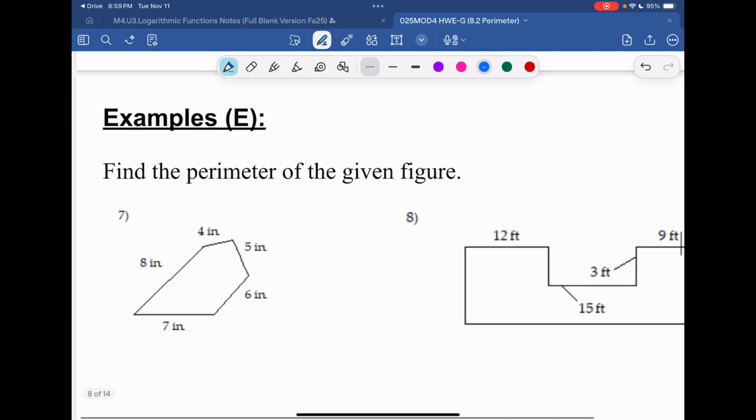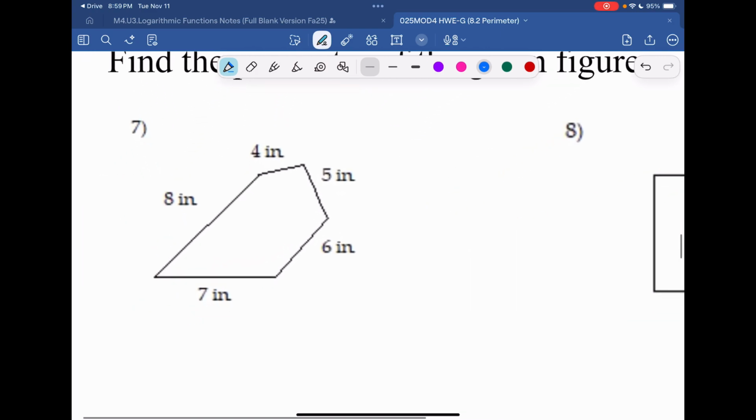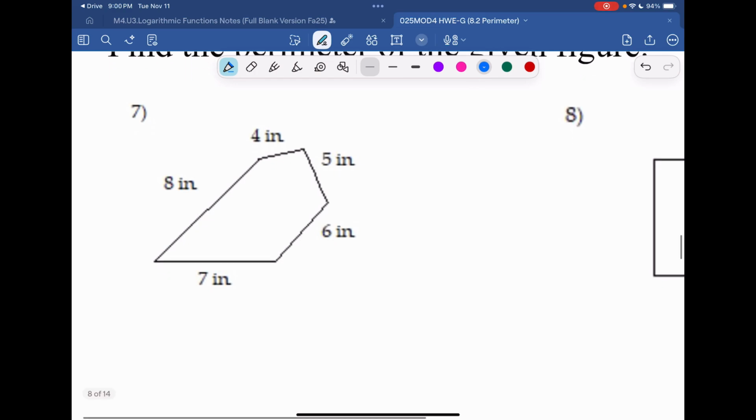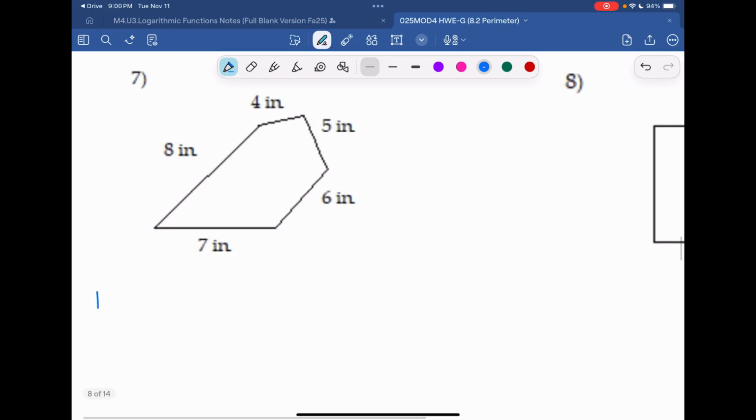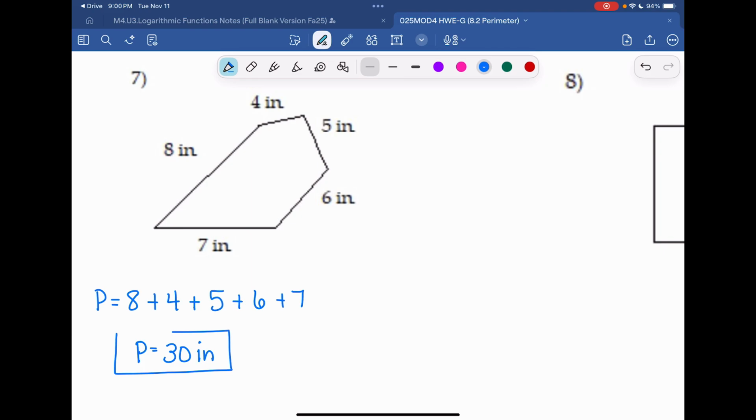Okay. For this one, again, we would just add up all of the sides. Anytime you're finding the perimeter, you're just adding up all the sides of the figure. So my perimeter for this shape would just be 8 plus 4 plus 5 plus 6 plus 7. I would add those up and get my total, which would be 30. And my units would still be the same, so inches.